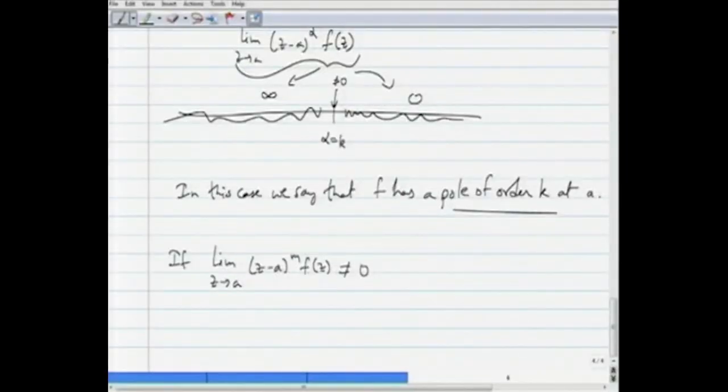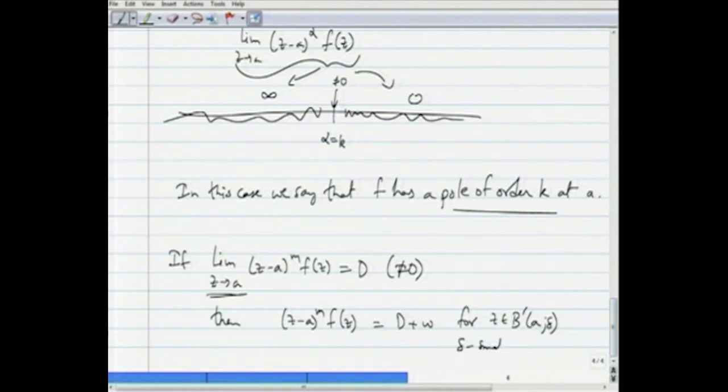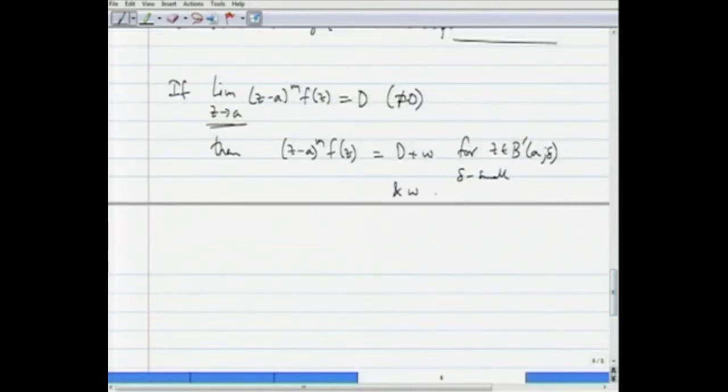So I am trying to show the other direction, and I will give a heuristic proof. If the limit as z goes to a of (z minus a) power m times f of z is non-zero, let us call it d, some d not equal to 0, what I will show is that f has a pole at a of order m. So if that happens, then (z minus a) power m times f of z in a small neighborhood of a is equal to d plus some w, where w is a complex number with very small modulus, for z belonging to the punctured ball B'(a, delta), delta small.